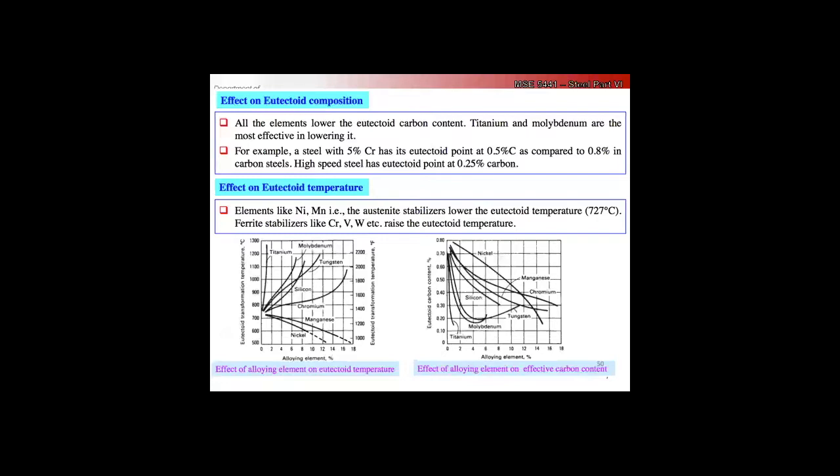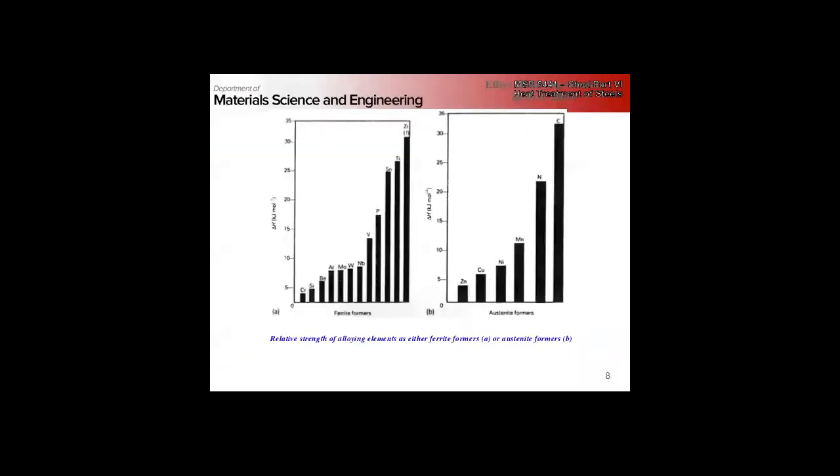And the effect of the amount of carbon, this is the eutectoid carbon, this is the percent of the alloying element, right? And again, you can see adding small amounts of titanium drastically reduces the amount of carbon you can dissolve in your austenite. Right? So we can rank these, right? This is the relative strength of the different alloying elements as either ferrite formers or austenite formers. Right?